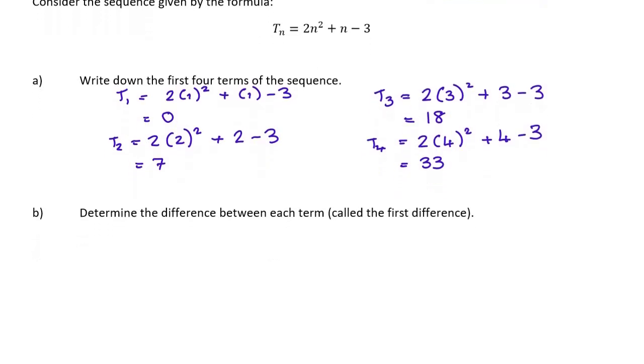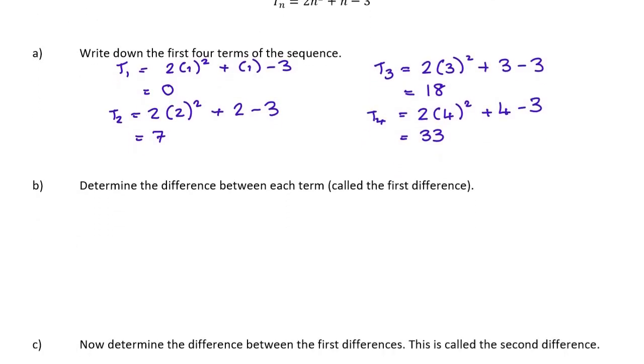Now, what I'm trying to show you here and develop through this is how do we tell that something's a quadratic pattern if we don't have the formula. So this is what question B says. It says, can you determine the differences, as in the first differences? Now we've done that before.